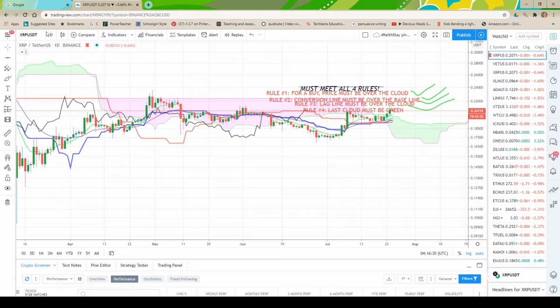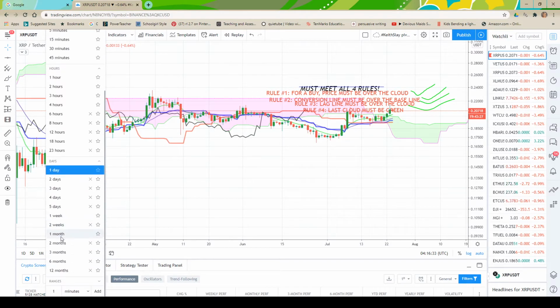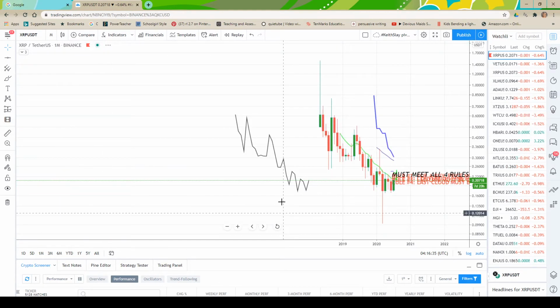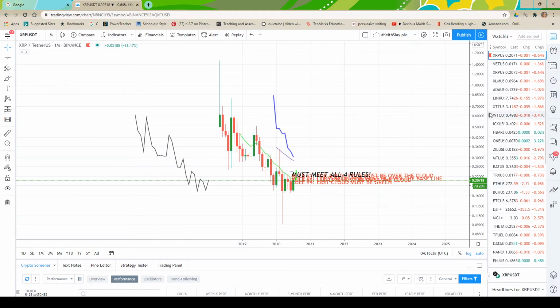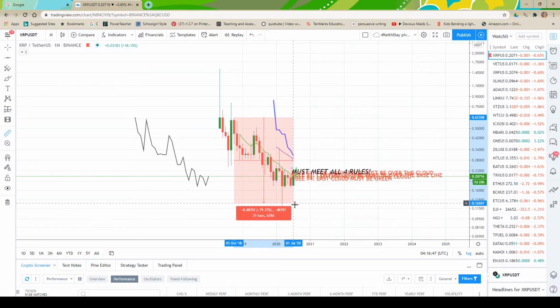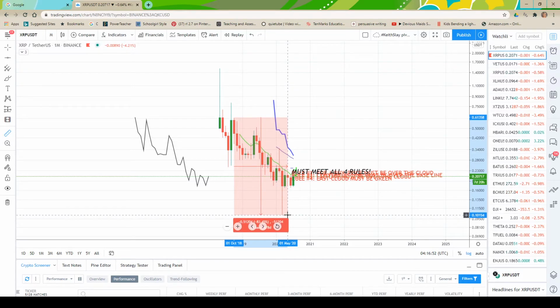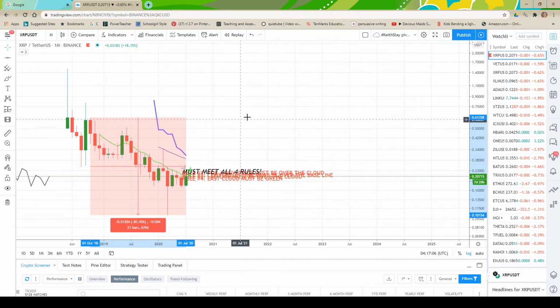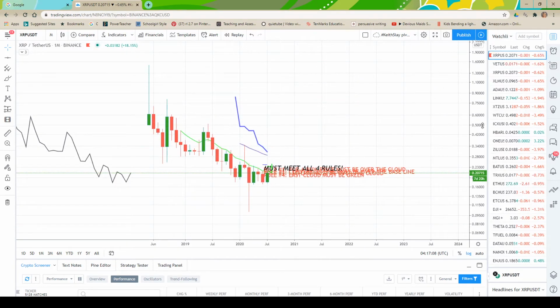If you shorted XRP at the resistance line, just the resistance line, which we know is up here, for 639 days, you'd have made almost 83% profit. Just doing nothing but waiting. Just waiting for it to do something.